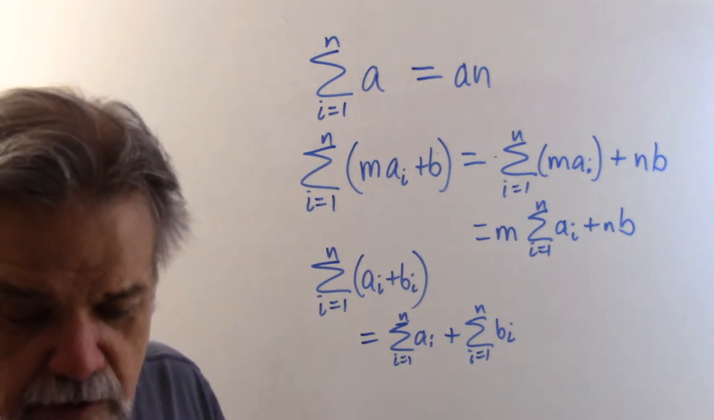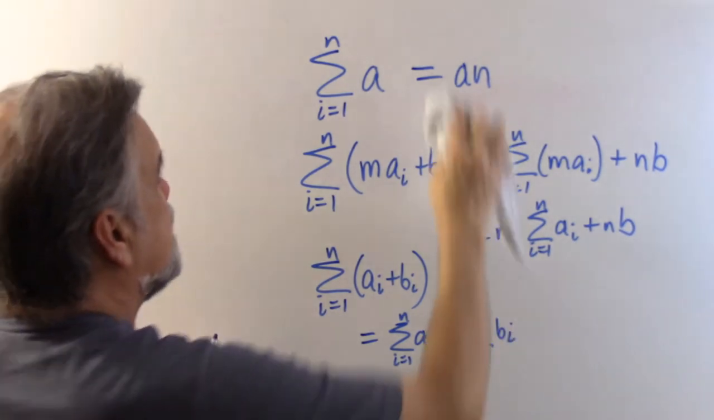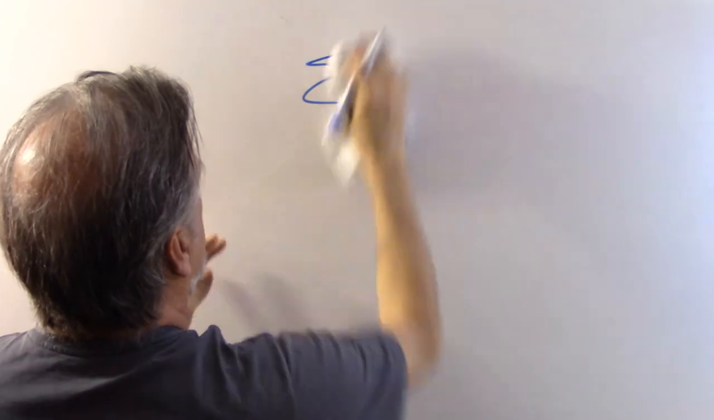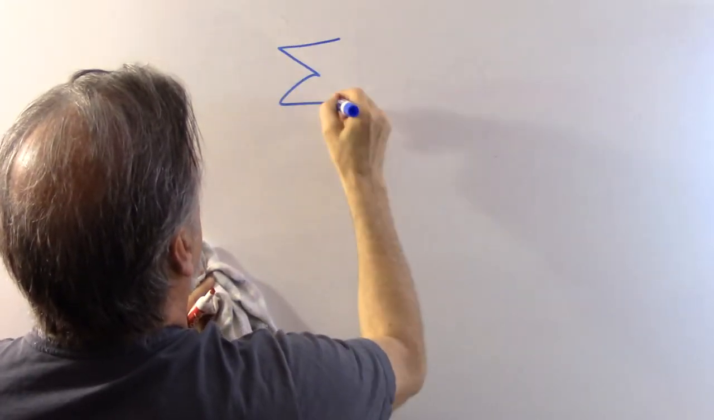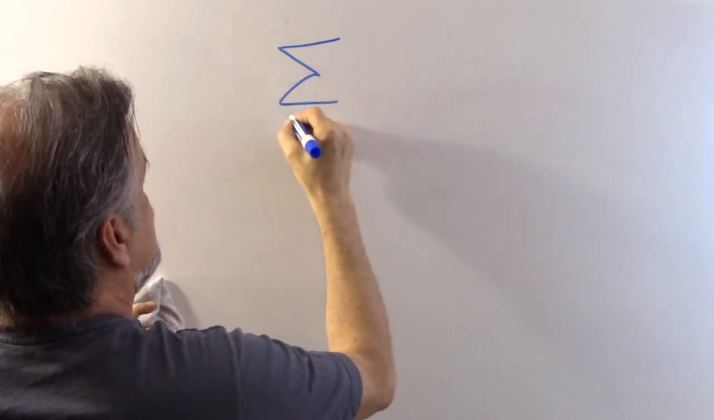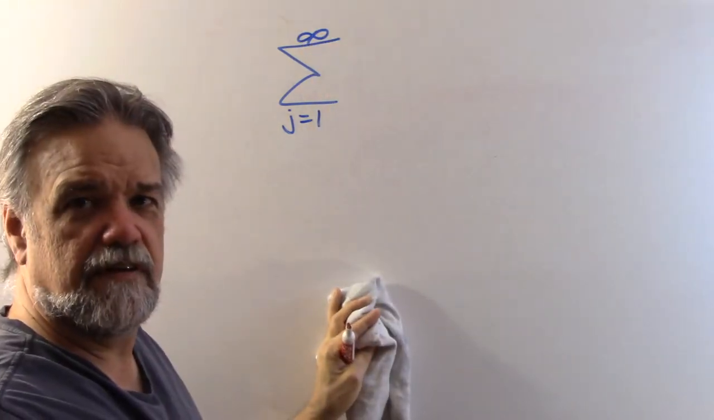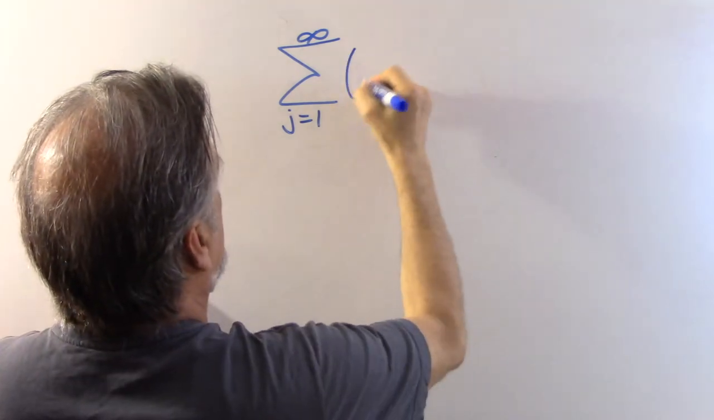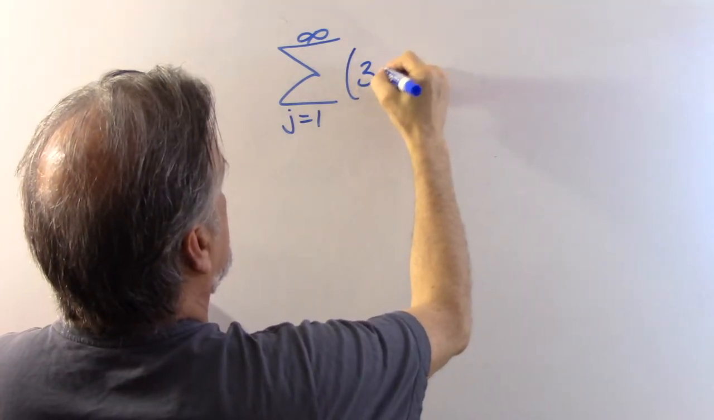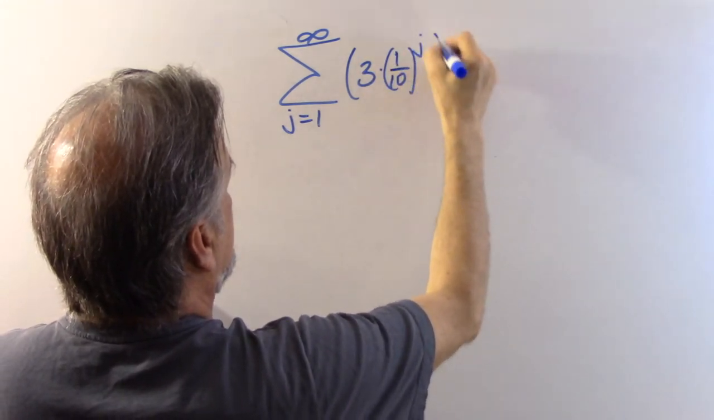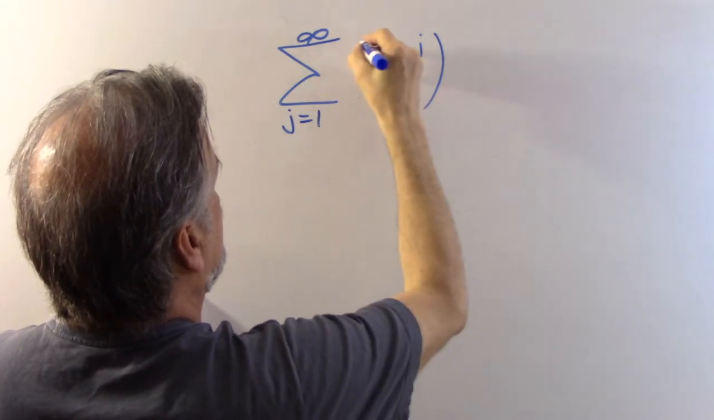Okay, so last thing I want to teach you about series, and that is this. Let's say I have a sum that goes from, let me write it a little better. I'm not very good at writing sigmas. So I'm going to use J this time. J goes from 1 to infinity of 3 times 1 over 10 to the j power. Here, let me put brackets here.